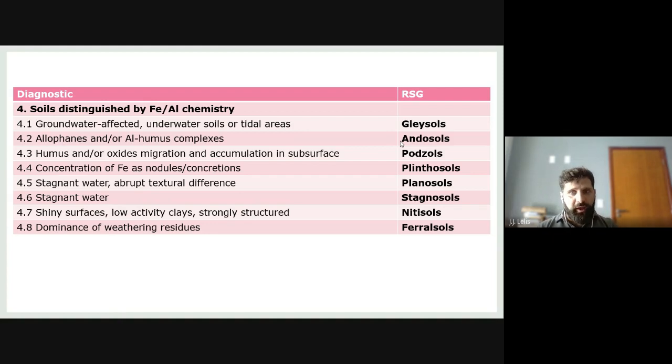We also have some specific soils that present a high concentration of iron as nodules or concretions. So they present a high concentration of iron, but this iron is always forming some specific red or dark red dots or spots that are called nodules or concretions. And those soils indicate that in the past, that site was underwater or was affected by the water table.